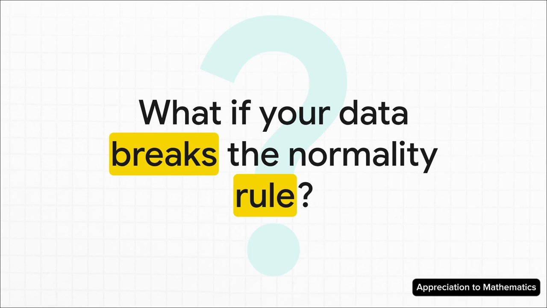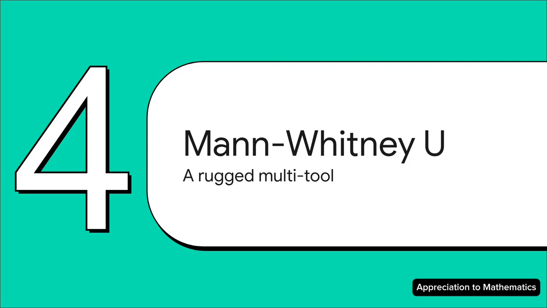And that leads us to the big question, right? What do you do when your data isn't perfect? What happens when you hit that red light and realize your data breaks the rule? Do you just throw in the towel? No way. You just reach for a different tool. If the t-test is our precision scalpel, then it's time to meet the Mann-Whitney U test. This is the rugged, all-purpose multi-tool of statistics. It's designed to get the job done in those messy situations where the scalpel just won't work.